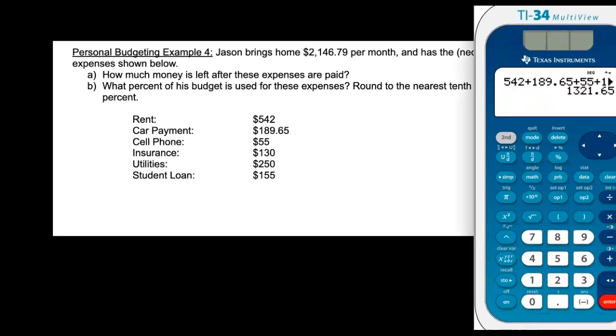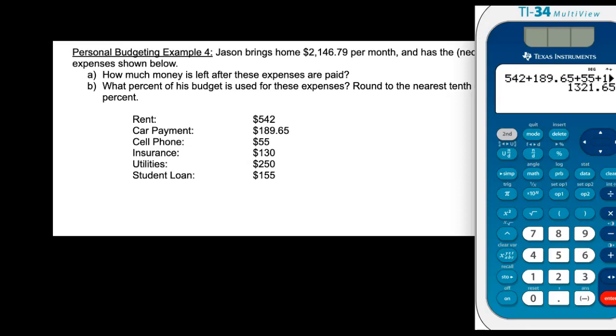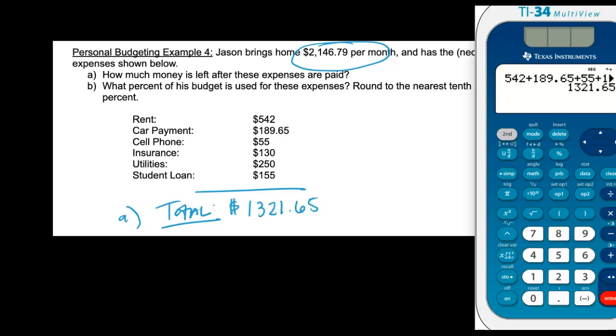Okay, so the first thing that I did here, you can see I already punched it all in my calculator. If we want to know how much money is left, and we know that Jason's take-home pay is this per month, then we need to add all these up. We need to add up all of these bills and find a total. I added this list up, and this is part A here. I'm adding all these up and I get $1,321.65. So that's the total of all the expenses.